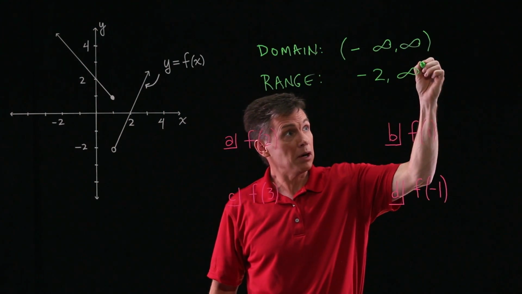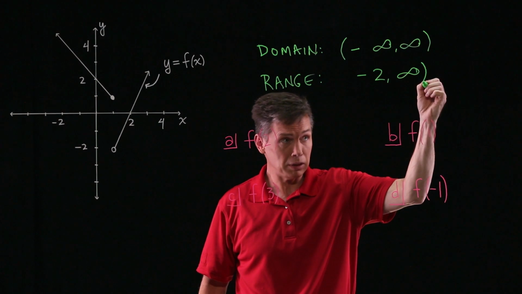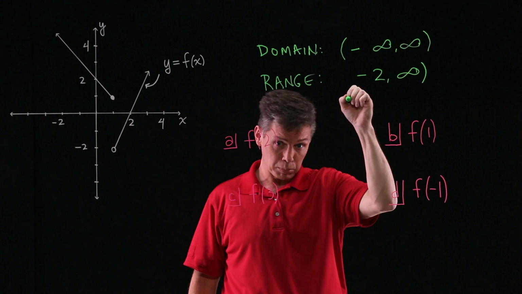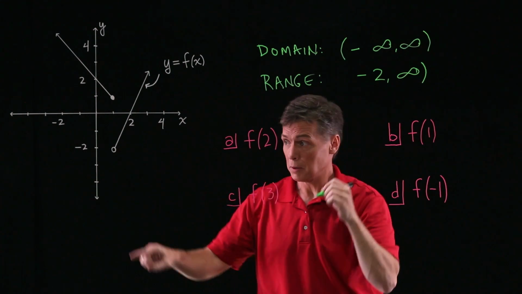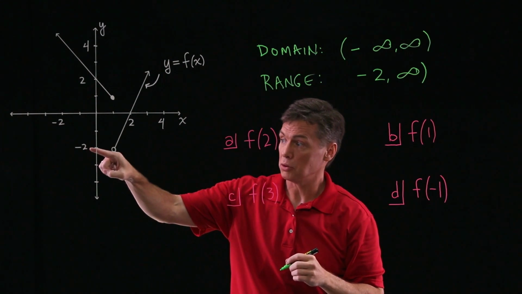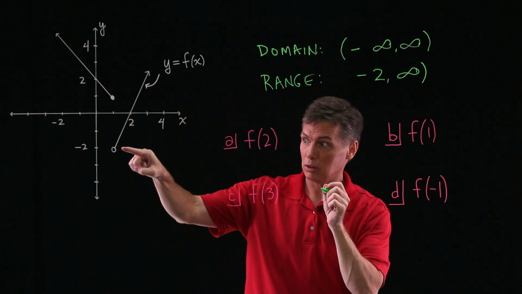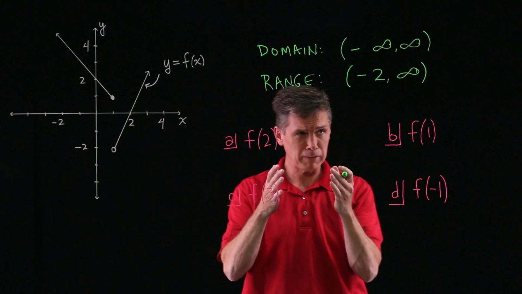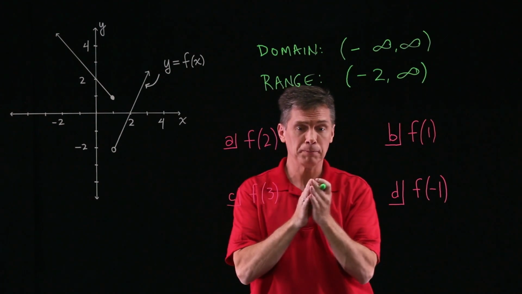And I always put the rounded parentheses around the infinities. But the negative 2, you have to maybe stop and think. Do you want a square brace or a rounded parenthesis? So the y value of negative 2, there actually is not graph there. So I want to put a rounded parenthesis, open interval, excluding the value of negative 2.